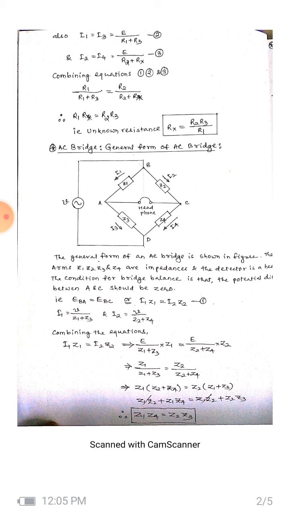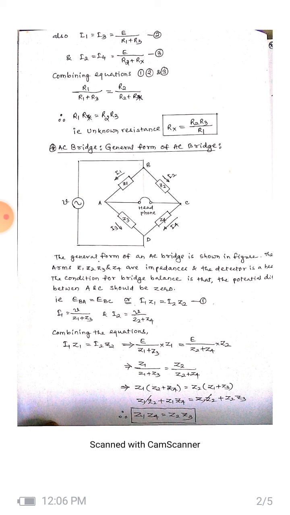If you combine equations 1, 2 and 3, we get R1 divided by R1 plus R3 is equal to R2 divided by R2 plus Rx. If you cross multiply and simplify, we get R1 into Rx is equal to R2 into R3. From this, the unknown resistance Rx is equal to R2 into R3 divided by R1. This is how we measure the unknown resistance value Rx using Wheatstone's bridge.